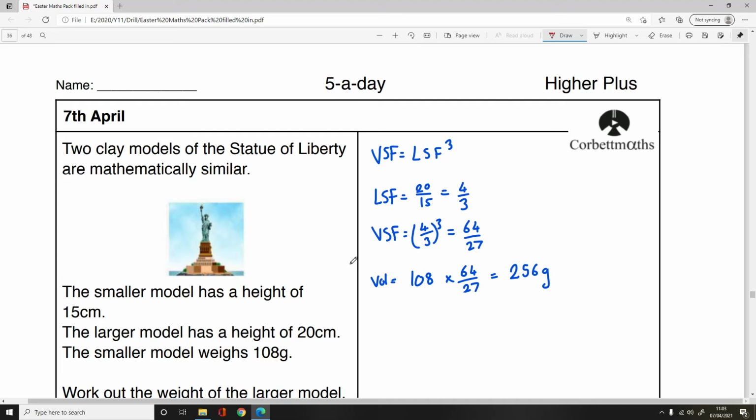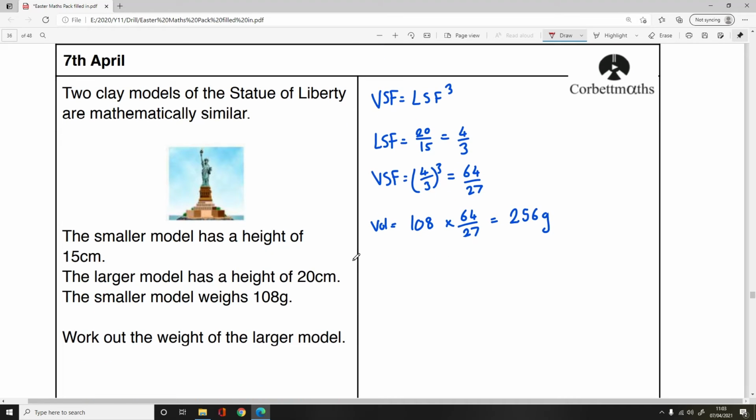Classic scale factor question to start with. The thing you've got to know is basically that if we talk about weight, such as this, 108 grams, weight is volume as far as scale factor is concerned, because they're both to do with filling the 3D amount of space. Also, we've got this word similar, which means they're just enlargements of each other.